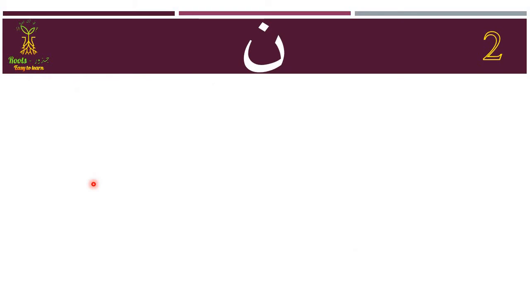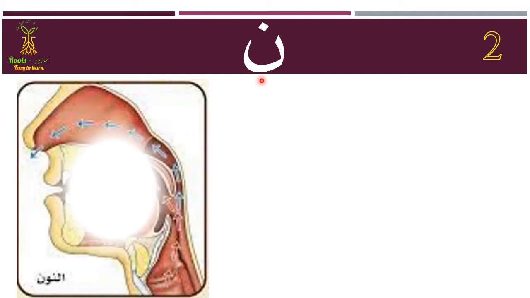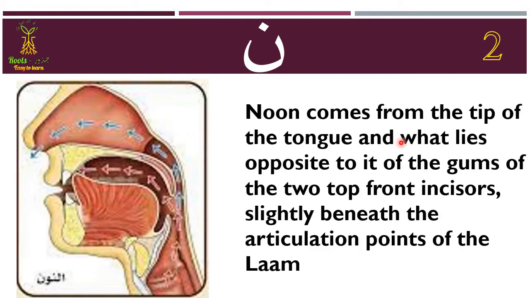The second letter that we have is Noon. And Noon comes from the tip of the tongue and what lies opposite to it of the gums of the 2 top front incisors, slightly beneath the articulation point of the Laam. So it's a near articulation point to Laam, but not the same one.